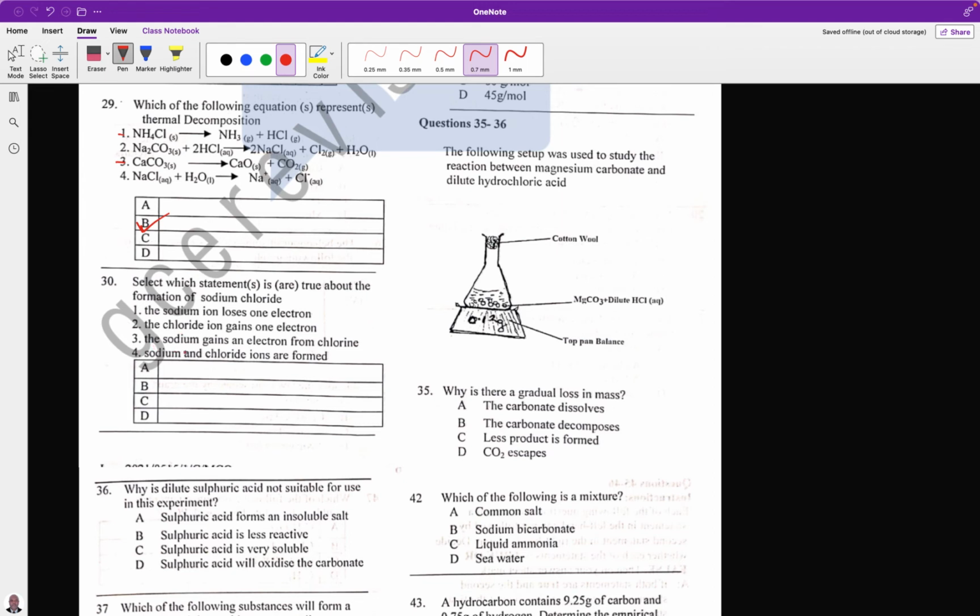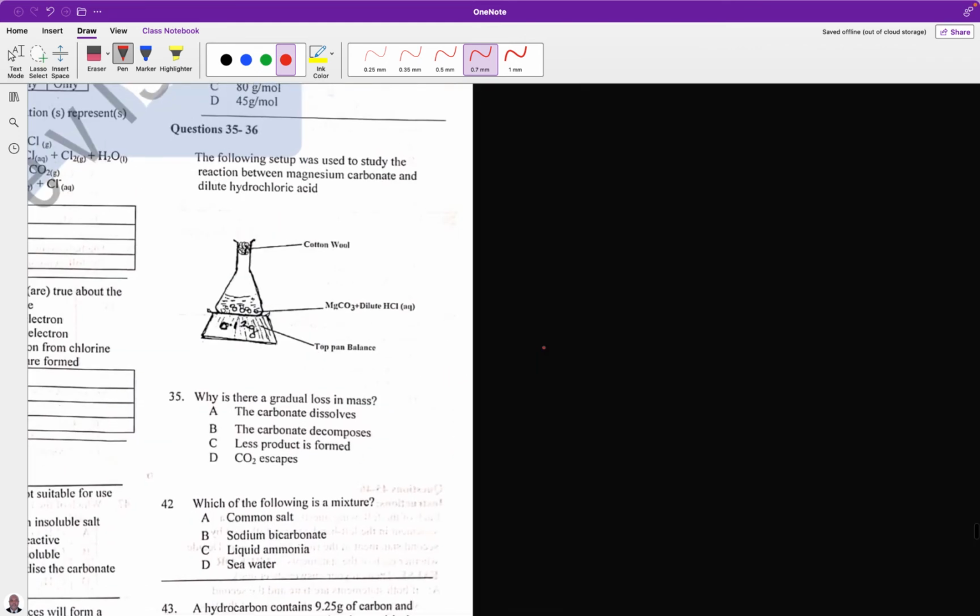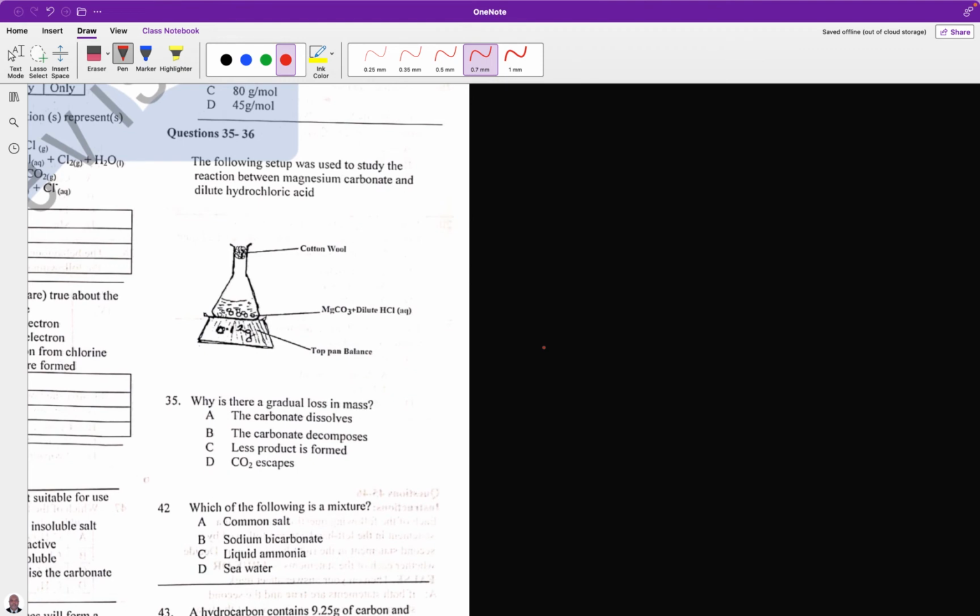3. The sodium gains an electron from chlorine. Opposite. It is chlorine that gains from sodium, not sodium gaining from chlorine. So that one is opposite. 1, 2, and 3 are wrong. 4. Sodium and chloride ions are formed. Very good. Sodium and chloride ions are formed in the formation of sodium chloride.